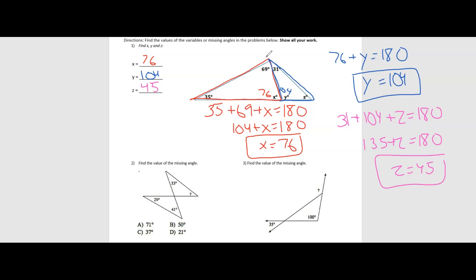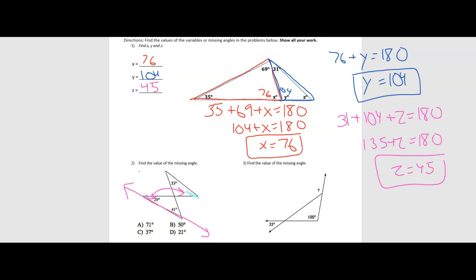I need to find the value of the question mark. You have to be careful here. We don't know that any of these lines are parallel, right? You may think that 29 and the question mark are alternate interior angles, but we are not sure that these lines right here are parallel. We're not given that information, so we can't use alternate interior angles for that.